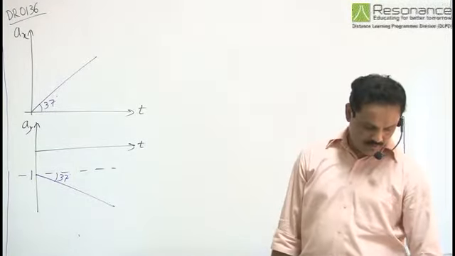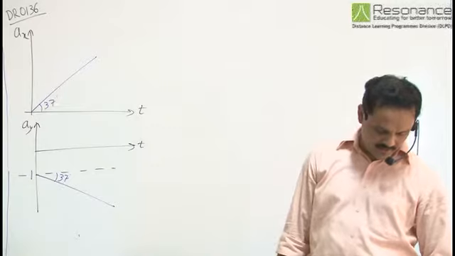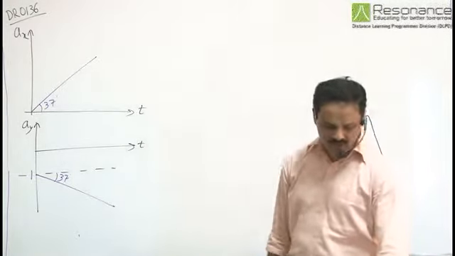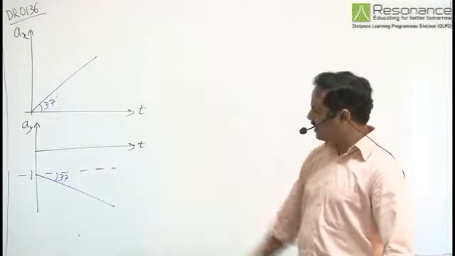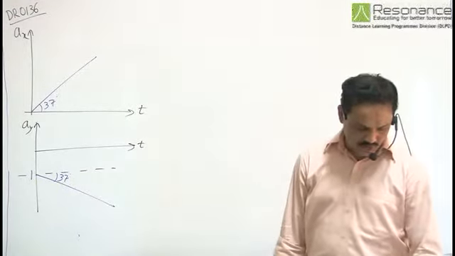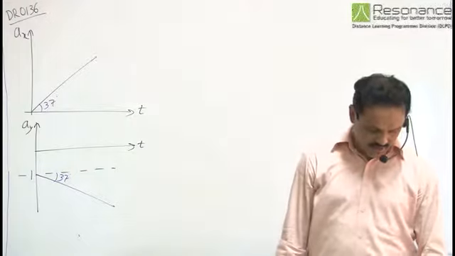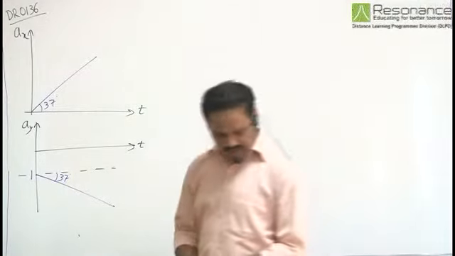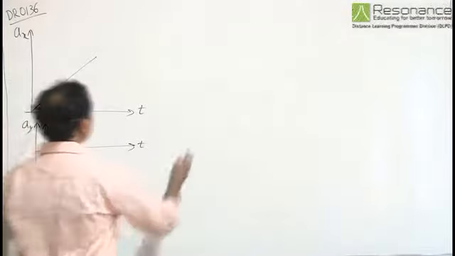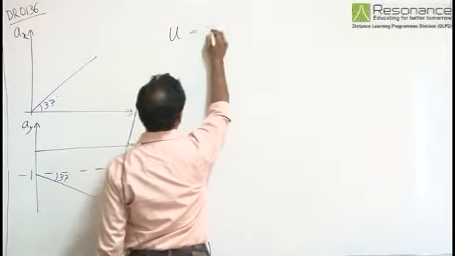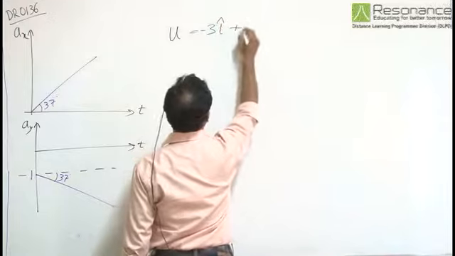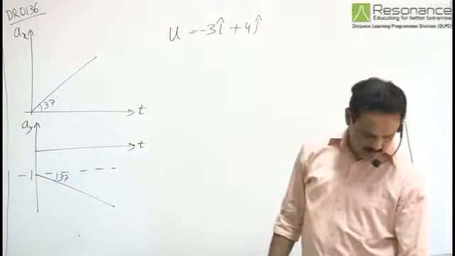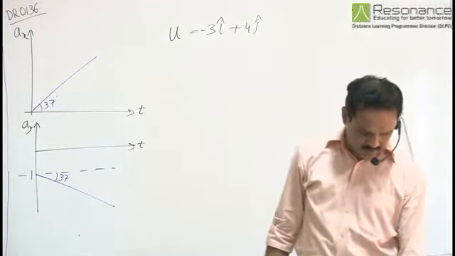In this particular problem, the figure shows the variation of the components of acceleration of a particle of mass 1 kg with respect to time. The initial velocity of the particle is given to be minus 3 i cap plus 4 j cap.